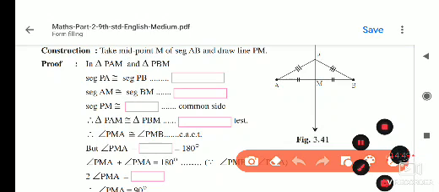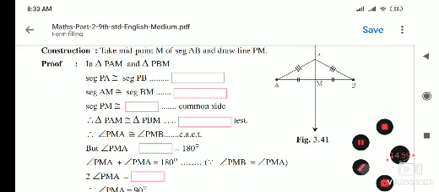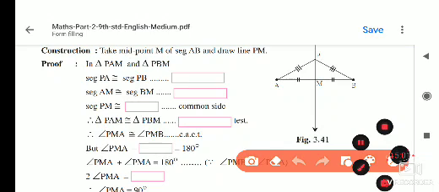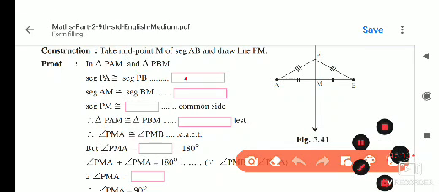here are two triangles. Which are those two triangles? That is PMA and PMB. So in these two triangles, we just saw that PA is congruent to PB. It is given. What do we have to write here? It is the given part.